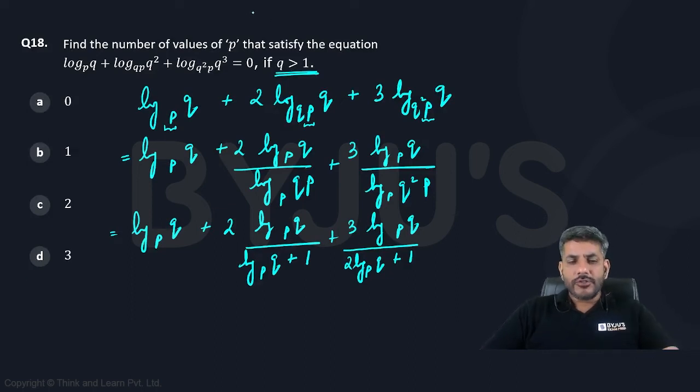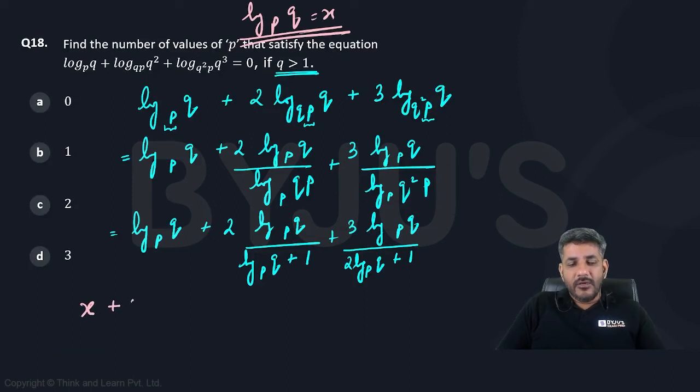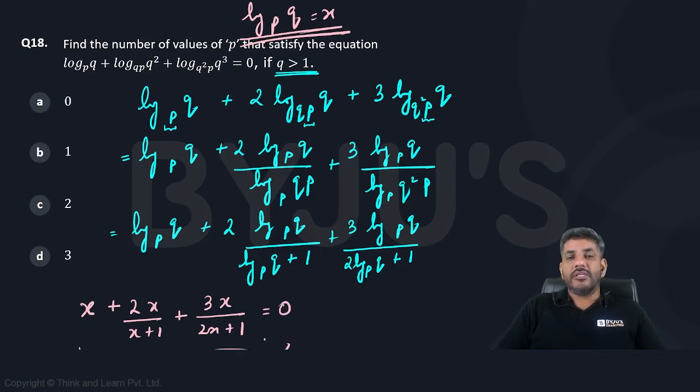So let's call log q to the base p as, say, x. So what has the equation become? If you completely look at this, it has become x plus 2x by x plus 1 plus 3x by 2x plus 1, and this whole thing is equal to 0. But now I have to solve this completely to get the answer.